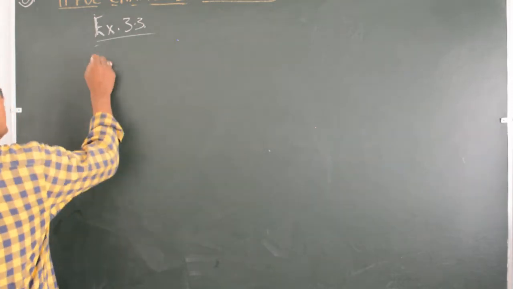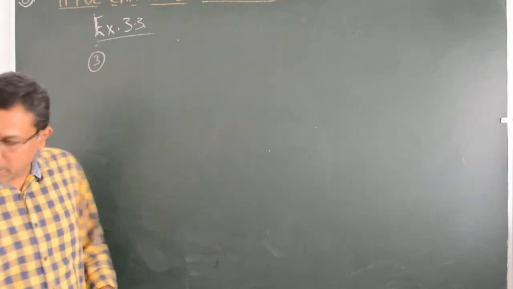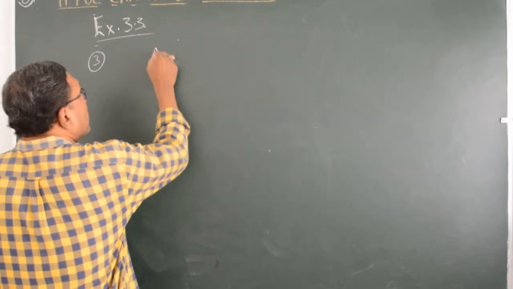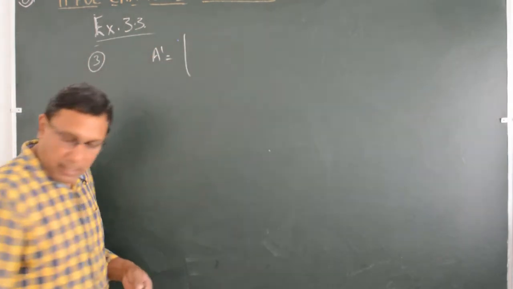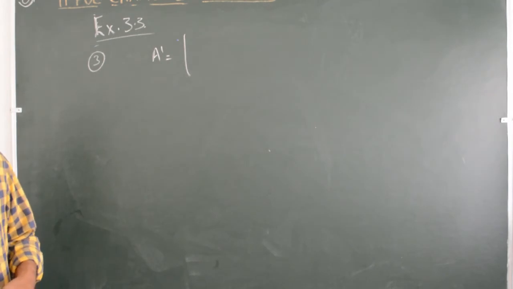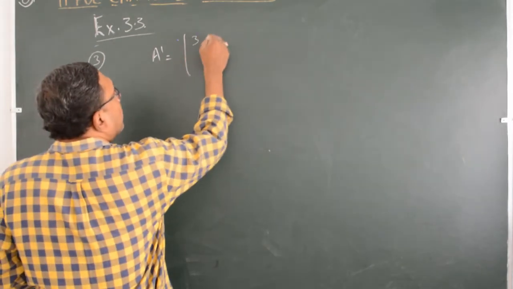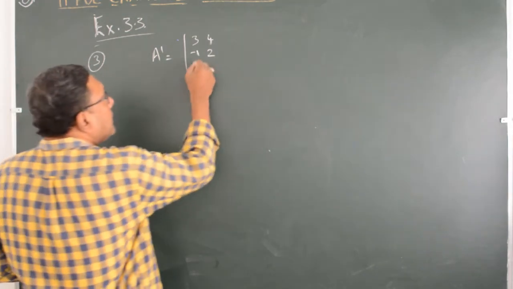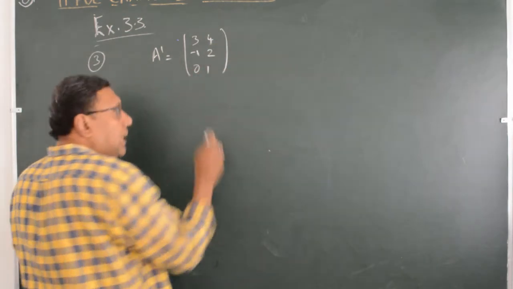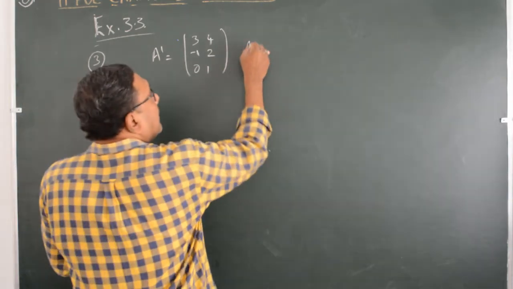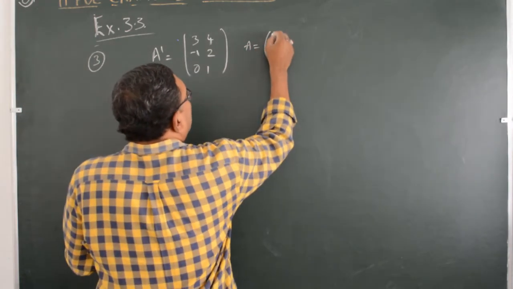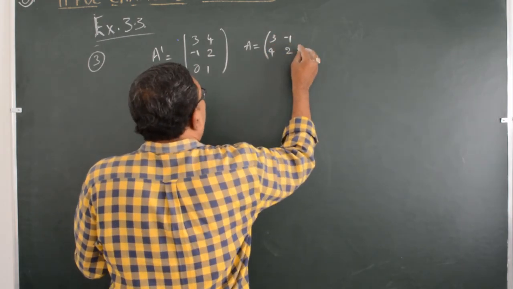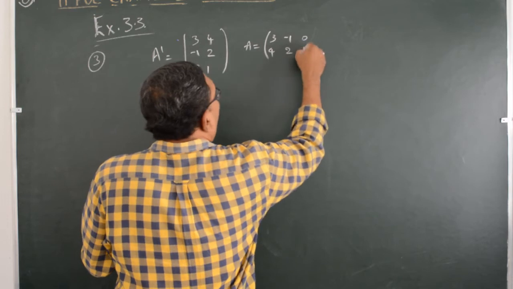Let us take the third problem. What is given is A transpose actually. A transpose is a column matrix 3, 4, minus 1, 2, 0, 1, and let me also write what is A here. This is easy for our calculation. I will write 3, 4, minus 1, 2 and 0, 1. This is actually A.